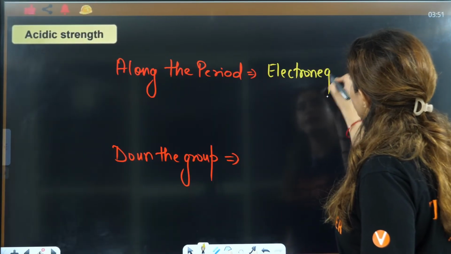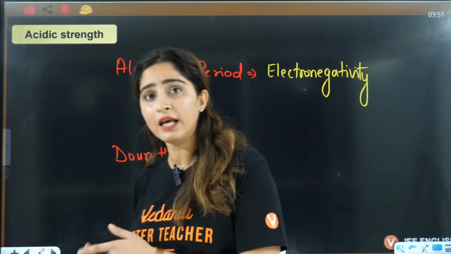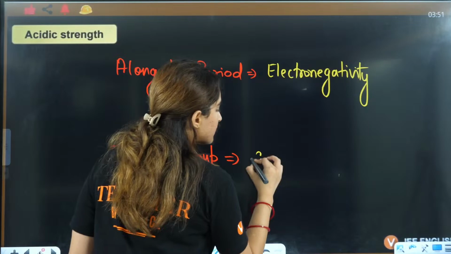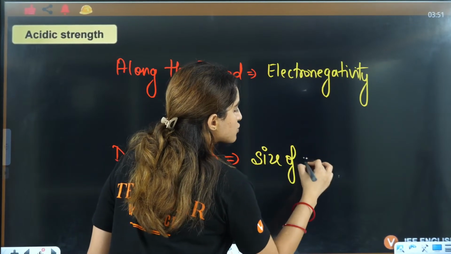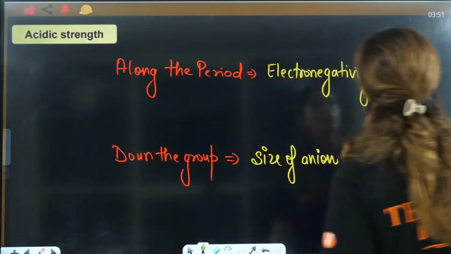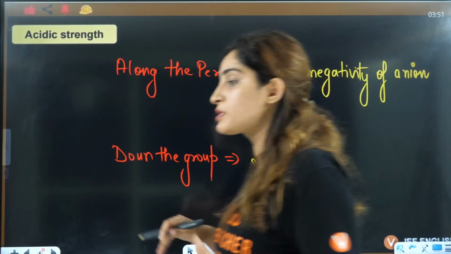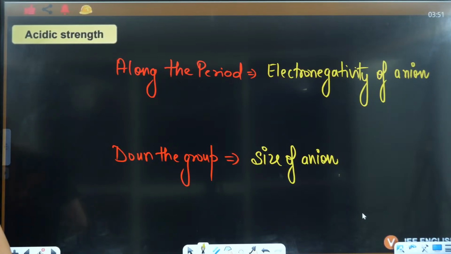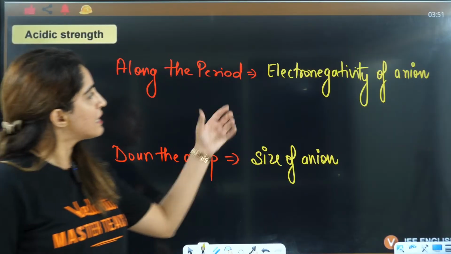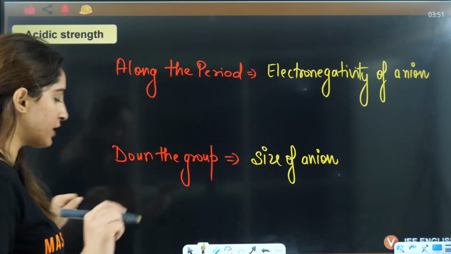You will consider electronegativity along the period, and down the group you will consider the size of the anion. Here you will consider the electronegativity of the anion that you will have after you lose H positive. After you lose H positive, the electronegativity you will see along the period, and down the group you will see the size of the anion.